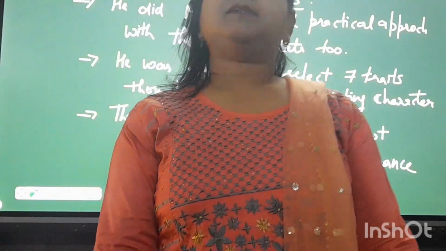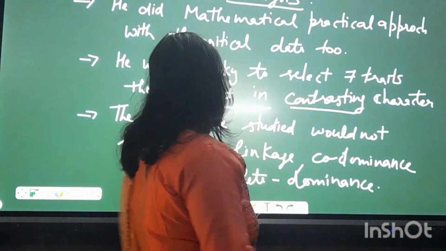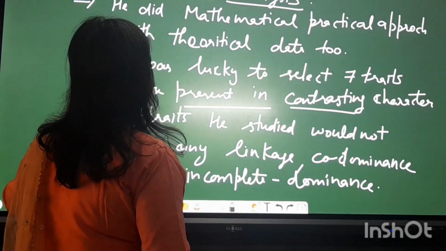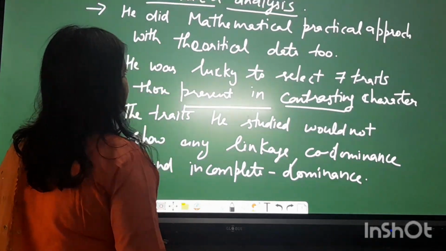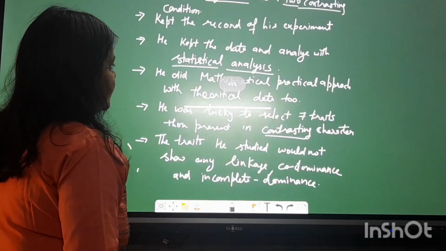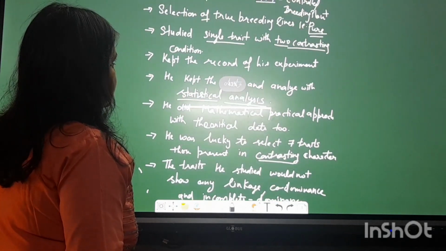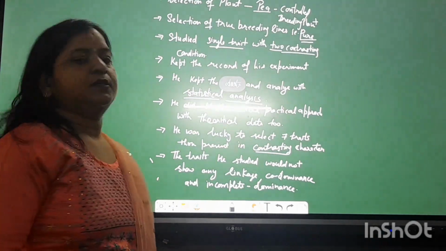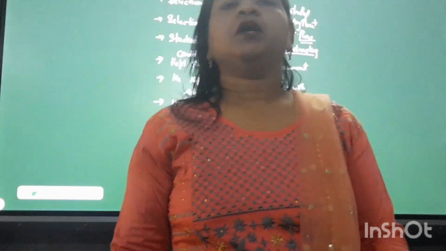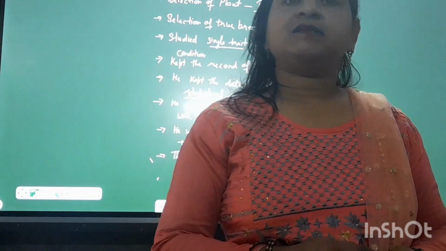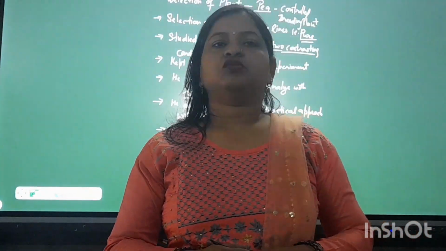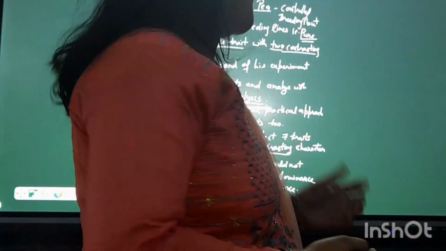So these are the reasons for Mendel's success: he did his experiment theoretically as well as practically and fulfilled the mathematical approach. So today we completed Mendel's experiment and what he did in genetics and why he is called the father of genetics. So this was the summary and the success reasons of the Mendel experiment. Thank you.